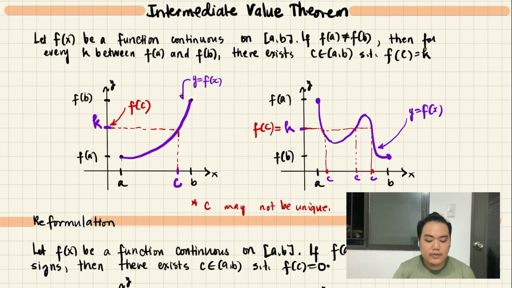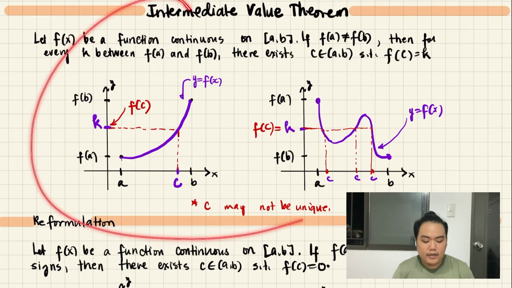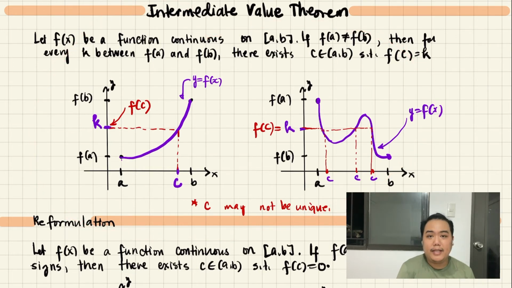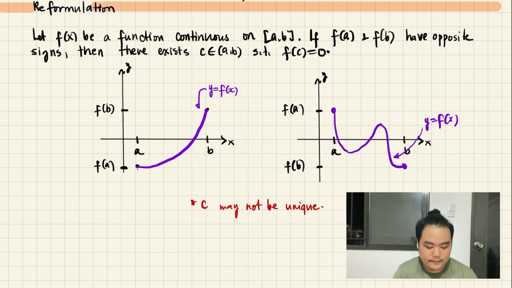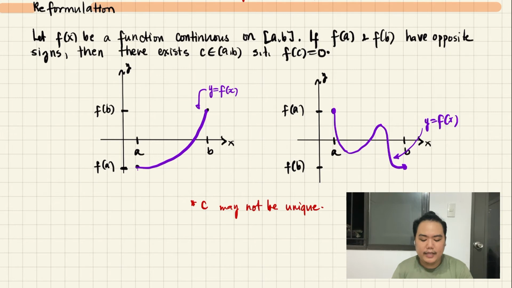And meron itong reformulation, itong intermediate value theorem. So, yung reformulation niya, makukuha mo from this intermediate value theorem. At yung reformulation, you can use that to get this intermediate value theorem. At feeling ko, mas madaling i-apply yung reformulation. For me lang ha. Okay, so ganun ulit, we have a function that is continuous on the closed interval AB.